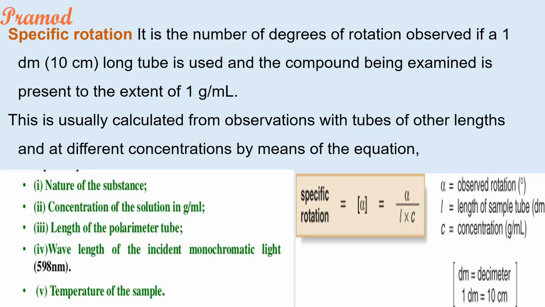So the 5 criteria are the nature of the substance, the concentration of the solution in gram per ml, the length of the polarimeter tube, the wavelength of the incident monochromatic light, and the temperature of your sample. These are the conditions which are necessary to calculate the specific rotation.